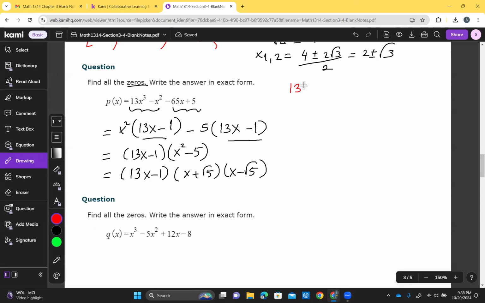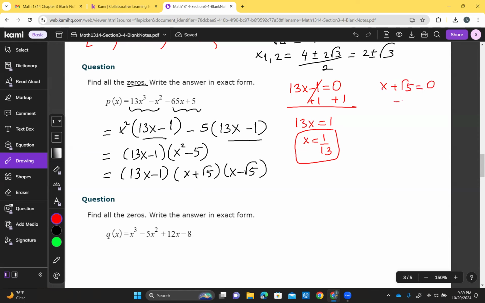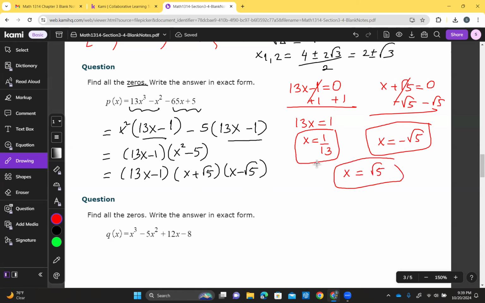So I will take the 13x minus 1, set it to a 0, and let's just isolate the x here. So 13x is 1, divide each side by 13. So x is equal to 1 over 13 is one of the solutions I need. Next, I have the x plus radical 5. I just have to set this to 0, subtract radical 5 from each side. So x equals negative radical 5 is the second solution. And then I know that this is just going to be opposite of what I got here. So I'm just going to go ahead and tell them that the last solution is x is equal to positive radical 5. So this question has 3 zeros.